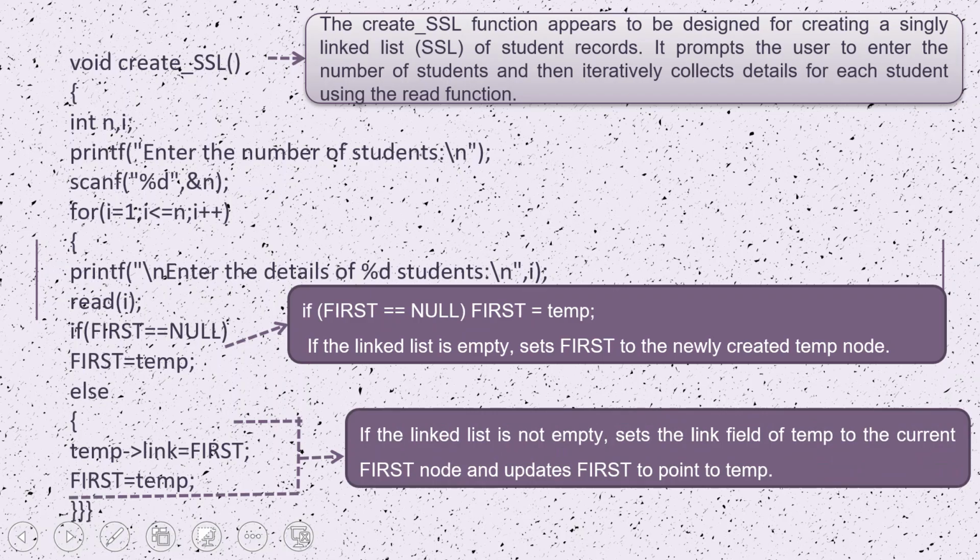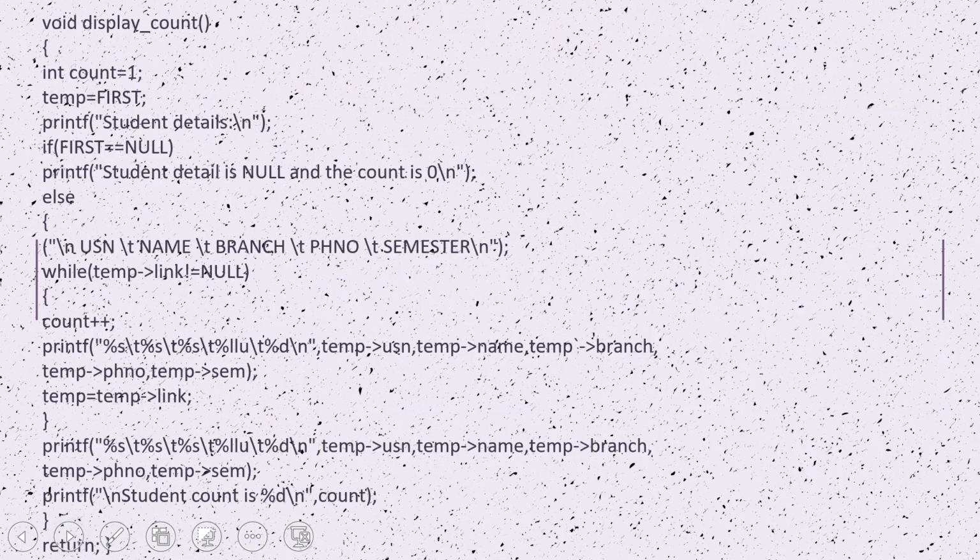Okay, let's go to the next part. The next part was to count. Remember how many nodes you have created in a linked list. So you have to count how many nodes there are. I am writing a function called display count. Initially count is equal to 1. Then first is given to temp.